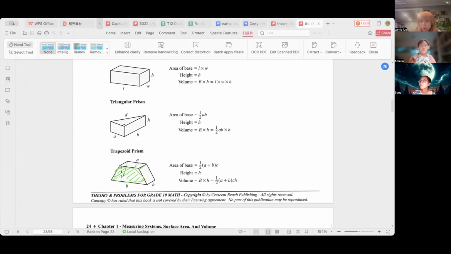So how to calculate the area of this one? Because it's a trapezoid, it's the top line plus the bottom line times the height and divided by 2. So that's the area of the base. The height is height and the volume's like that. Okay, so please copy down this one yourself.